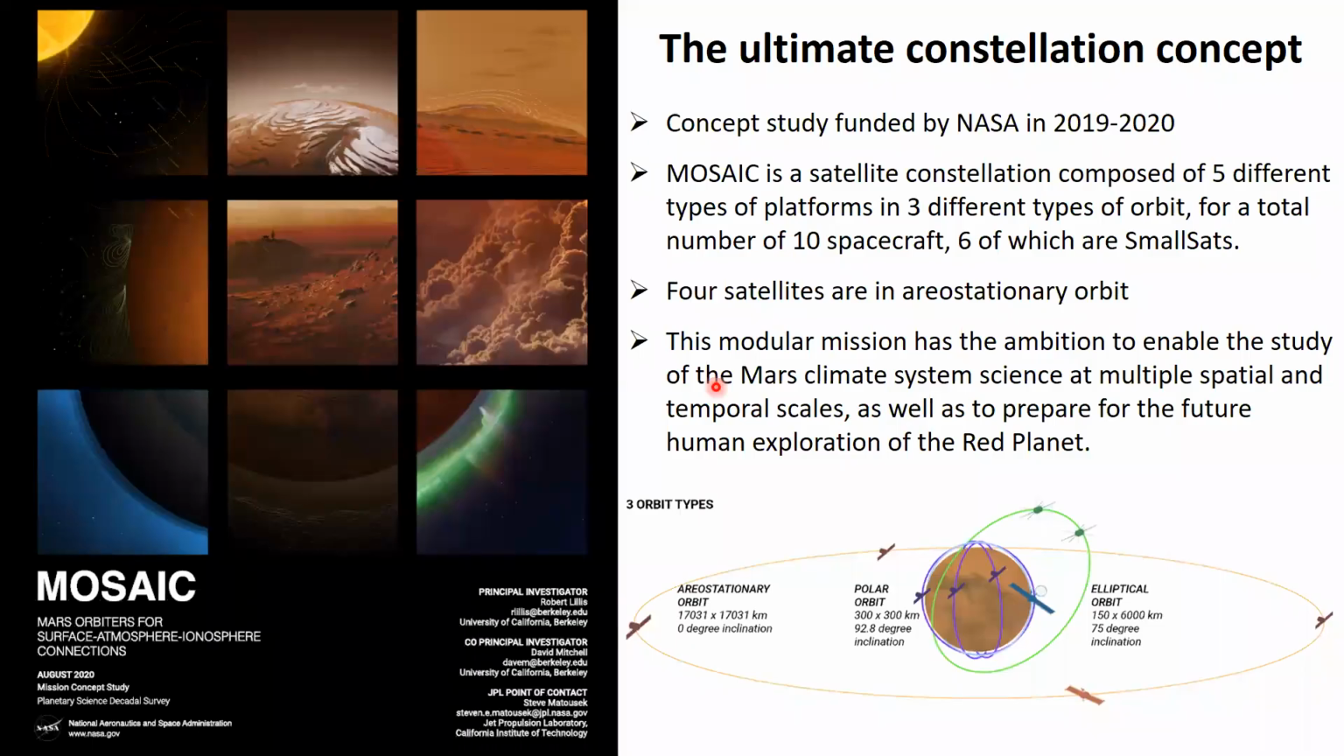Last but not least, I've been involved in what we call the ultimate constellation concept, which was a study funded by NASA last year and ending this year, called MOSAIC. MOSAIC is a satellite constellation composed of 5 different types of platforms, including areostationary platforms. They are in 3 different orbits: areostationary, polar orbit, and elliptical orbit. The goal has the ambition to enable the full study of the Mars climate system at multiple spatial and temporal scales. By doing this, we aim to prepare for the future human exploration of the red planet.